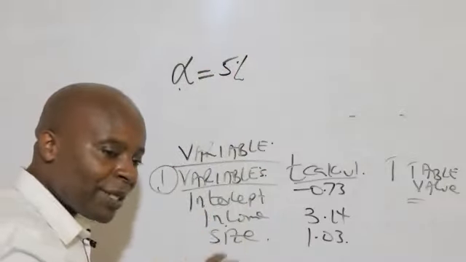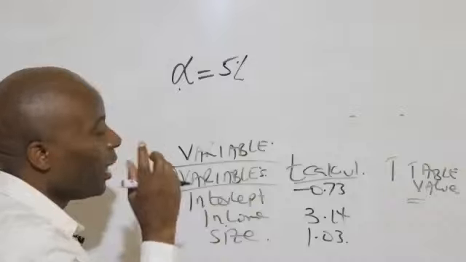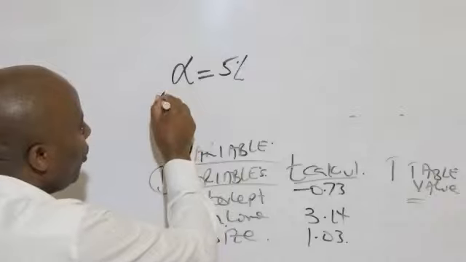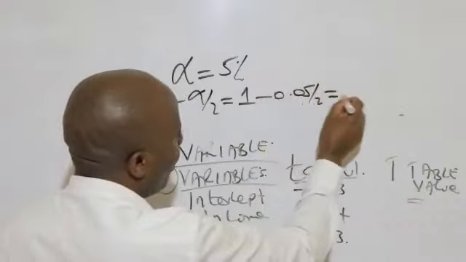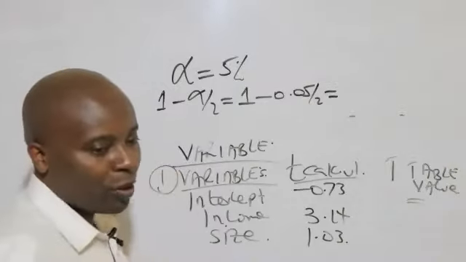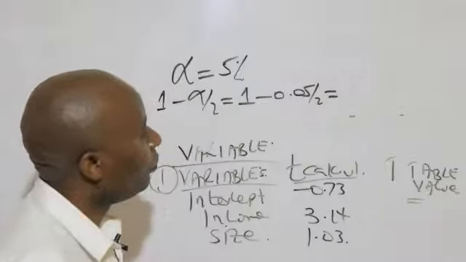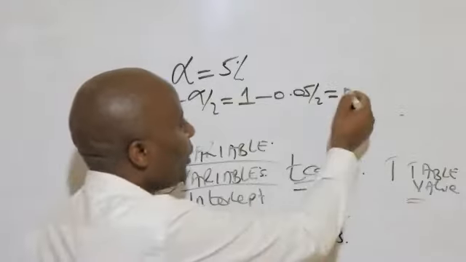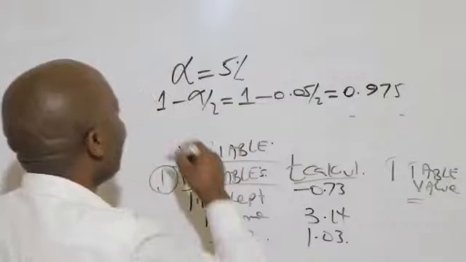And remember that 5% is our default. Whenever level of significance is not given, always assume it is 5%. So come and give us 1 minus alpha over 2. So this will be 1 minus 0.05 over 2, which will end up giving us what figure? Is it 0.975? Thank you very much. Now that is a very important parameter.